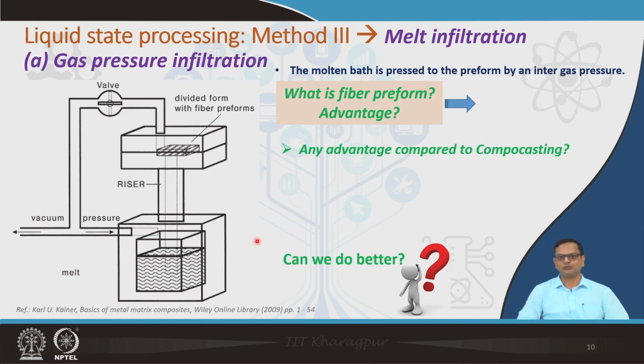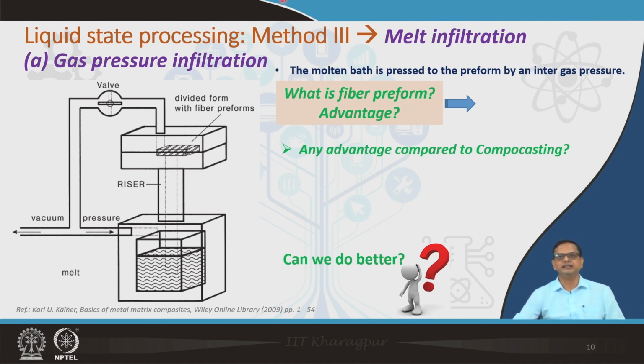Method 3, okay. Now the point here is we have to improve. If you remember, the problem with compo casting or star casting is that the residence time of the particles in the melt is quite high. That leads to interfacial reaction in some cases, and you want to avoid that. So what can be done? How can you improve that?